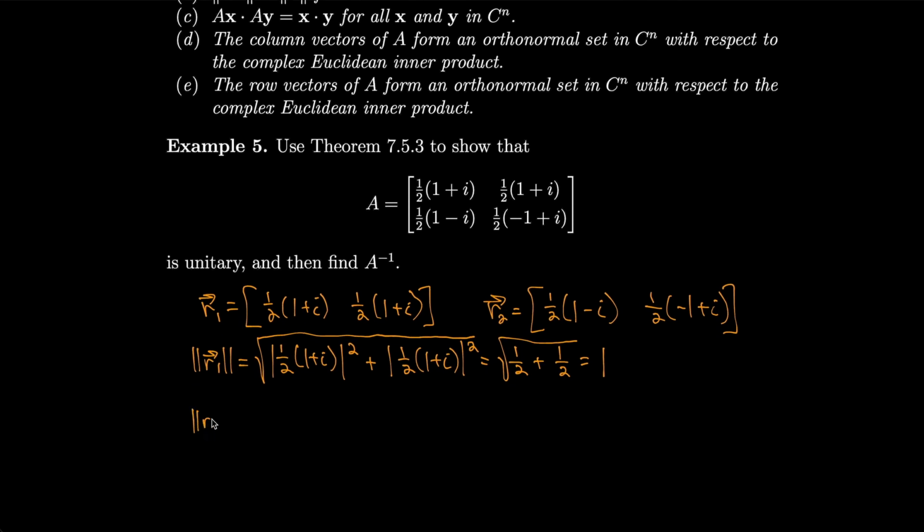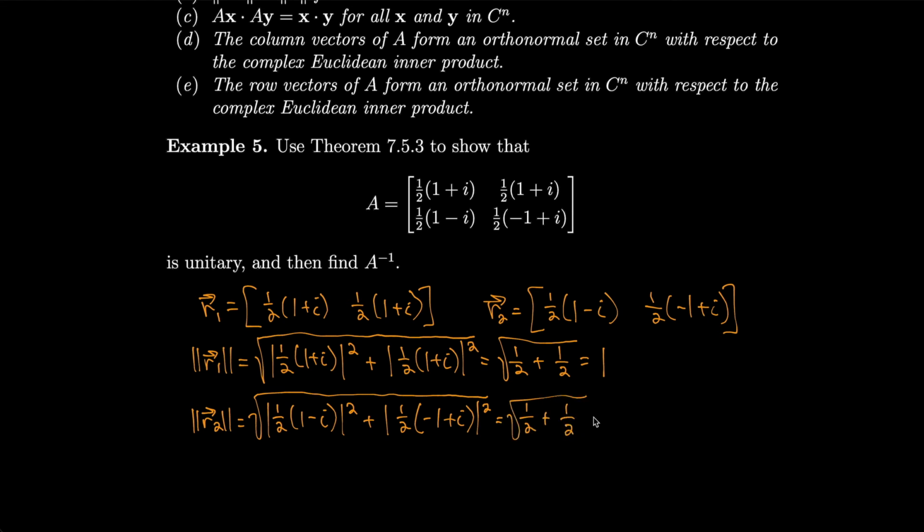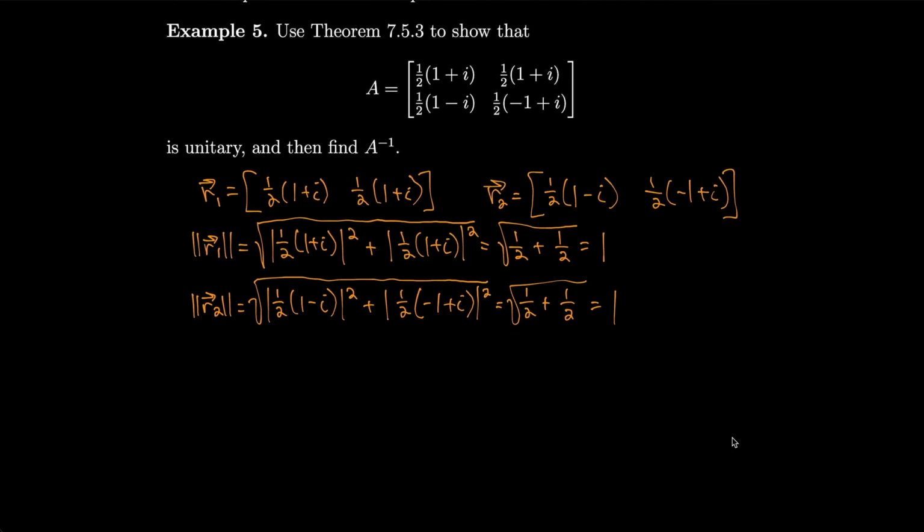How about for R2? So again, we'll do half, this time 1 minus i, which I keep writing as plus for some reason. Okay, so 1 minus i, we'll take that absolute value, square it, add that to the absolute value of half of minus 1 plus i, squared that, take the square root, and we get half plus a half again, square root that. So square root of 1 is 1. So they are normalized. They have length 1.